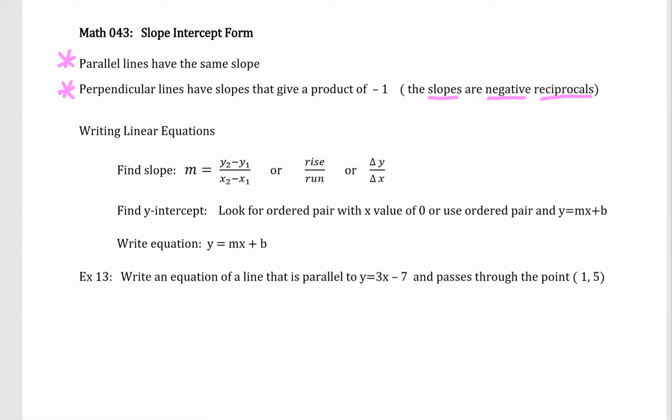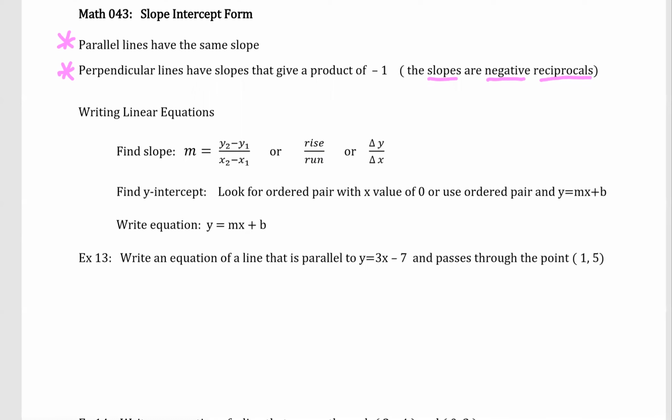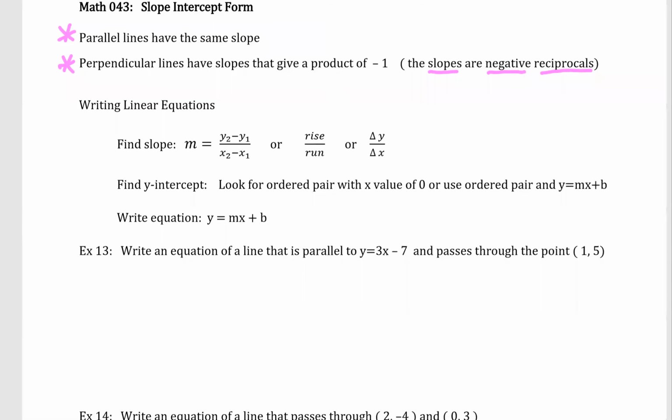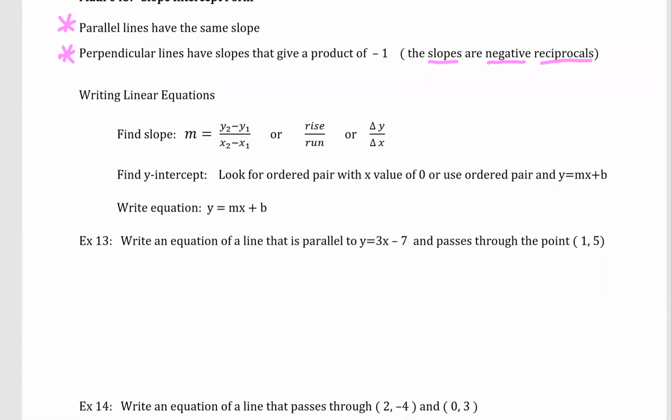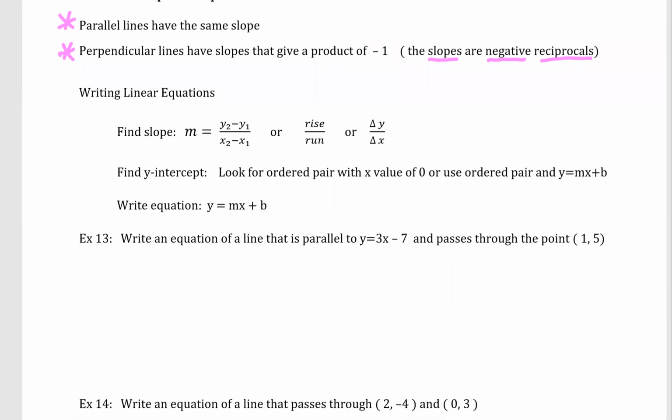Again, we have some information on how to calculate slope. To find a y-intercept, we always set x equal to 0. And to write the equation of the line, we were always going to write our lines in slope-intercept form, which is y equals mx plus b.